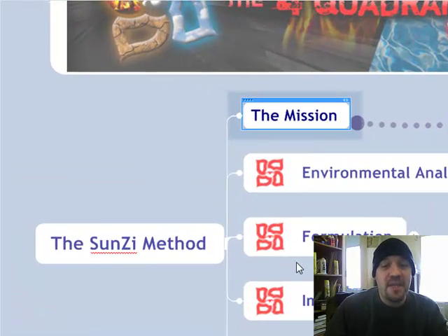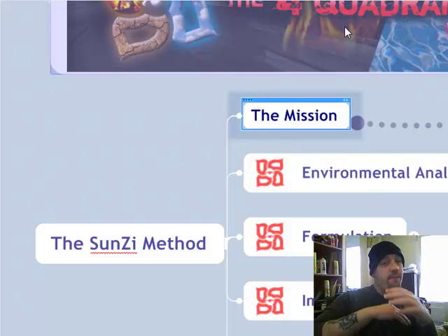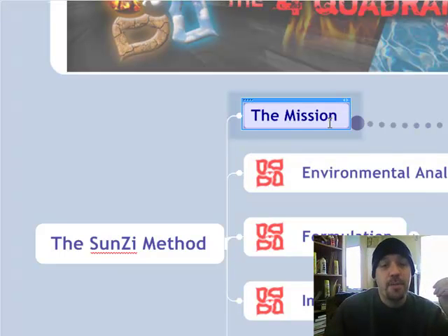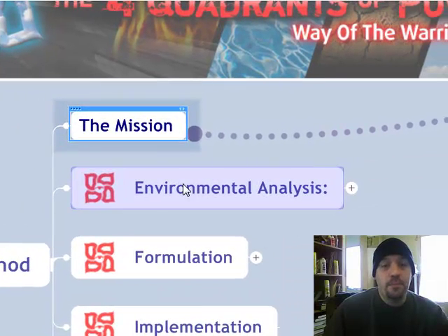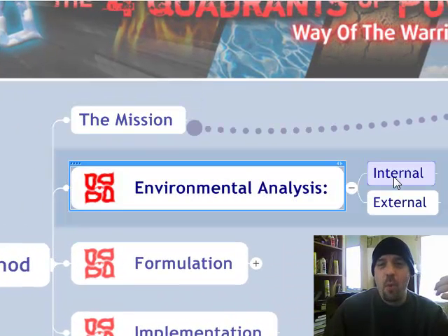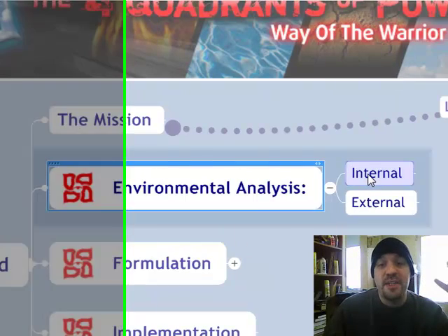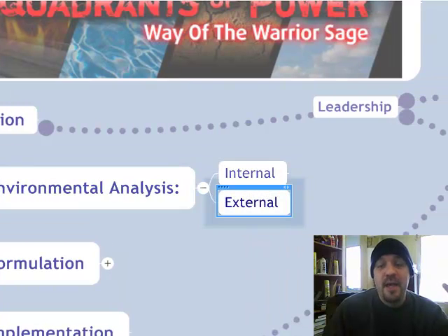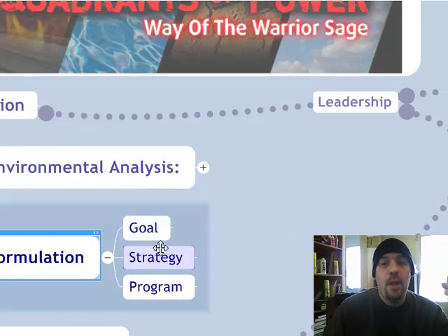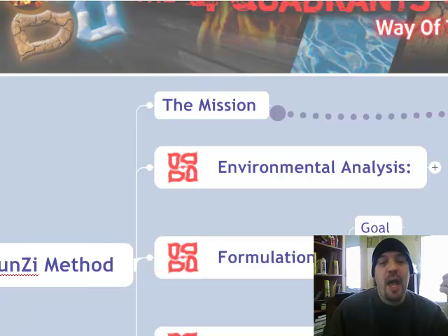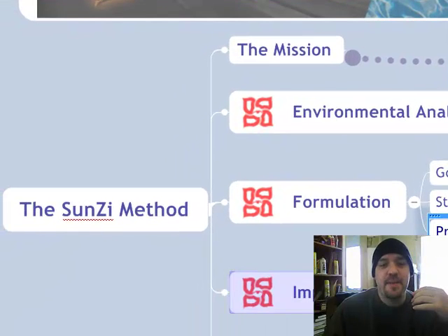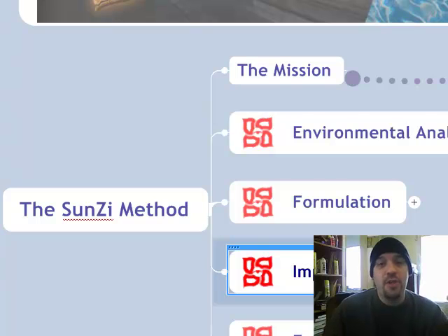So it's very, very simple. The whole Sun Tzu flow, the whole Sun Tzu process. The mission, what am I trying to do? Environmental analysis. What are the internal things that are going to be hindrances or constraints? What are the external things that are going to be hindrances or constraints? Formulation, my goal, my strategy, how I'm going to do it, and my program, which are really tactics. Implementation, how am I going to do it? And then immediately take decisive action, make a decision, take action.